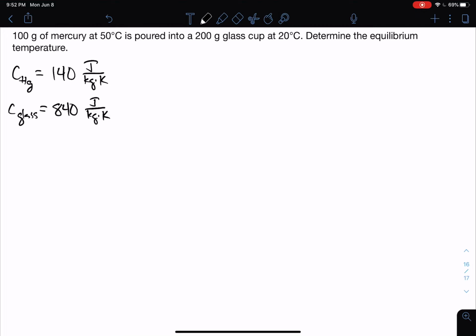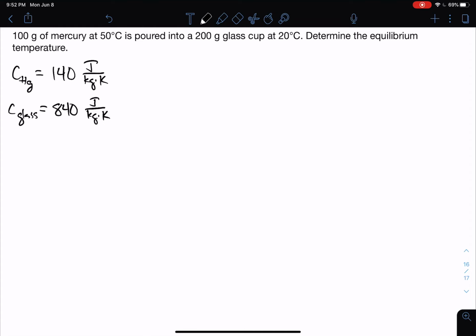Okay, here we have a pretty straightforward problem. We have 100 grams of mercury at 50 degrees Celsius, and it's poured into a 200-gram glass cup that's at 20 degrees Celsius. And we want to determine the equilibrium temperature. And as you can see, I've written down the specific heats for mercury and glass.